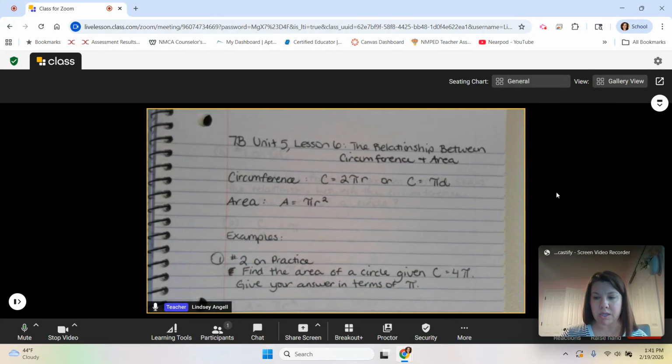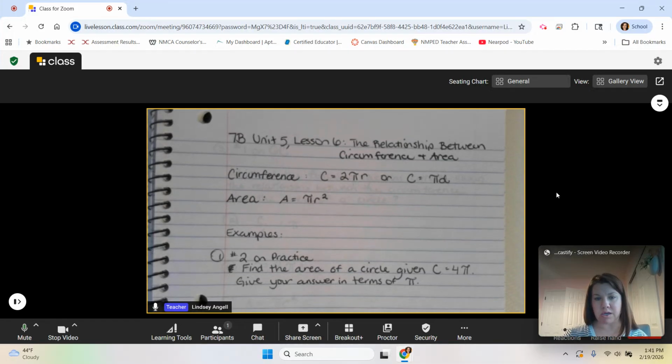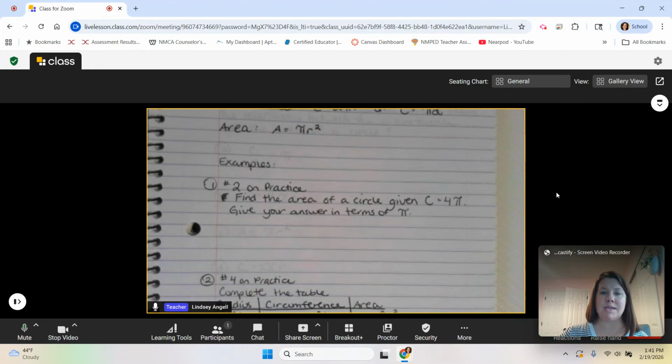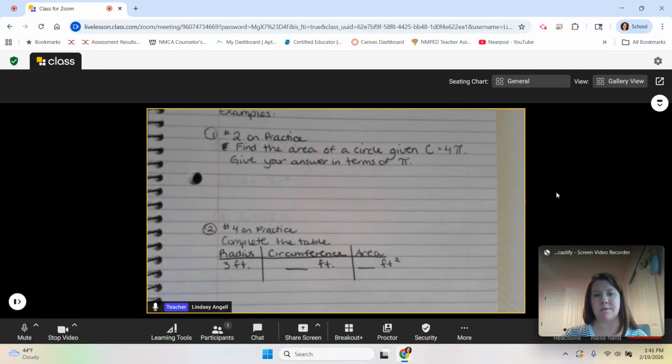All right, so make sure you go through the lesson. There is some really good information in there, but we'll go into some examples right away. Our first example comes from number 2 on your practice. It says, find the area of a circle given the circumference is equal to 4 times pi. Give your answer in terms of pi. So that means we're just using the symbol pi. We're not going to replace it with 3.14.